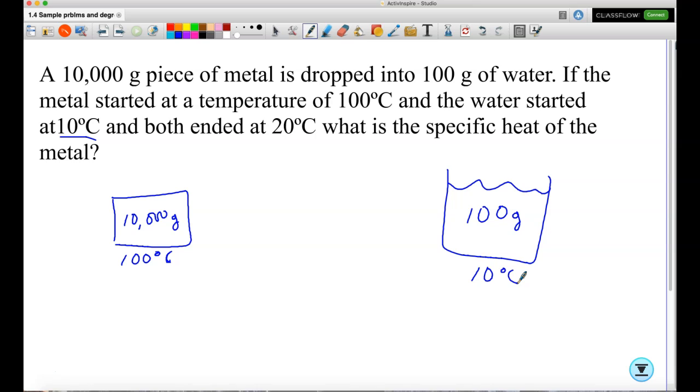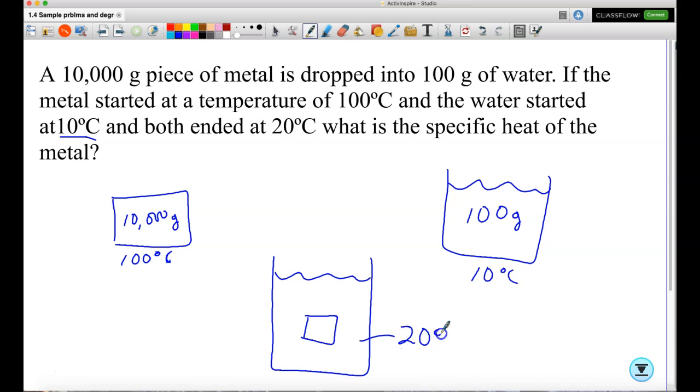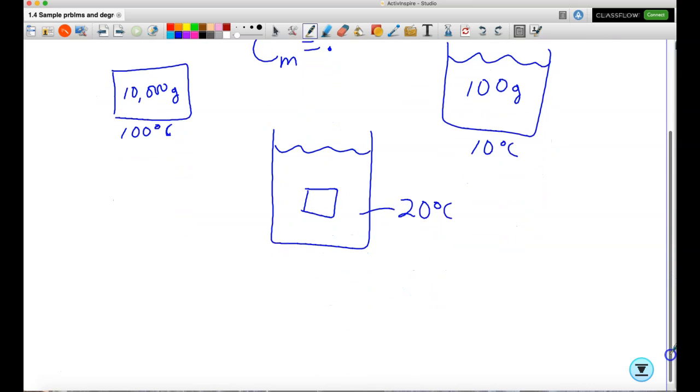What I'm going to do is take the metal and put it into the water. Now when the energy transfers between them, they come to equilibrium, and the whole mixture is at 20 degrees Celsius. We want to know what is the specific heat, the C, of the metal, if this is the case. So how do we do that? Well, we're going to use our heat equation.